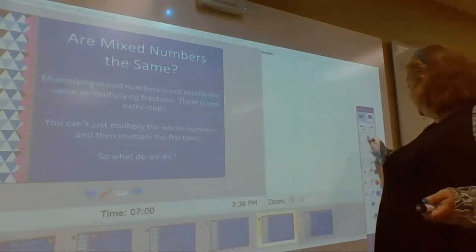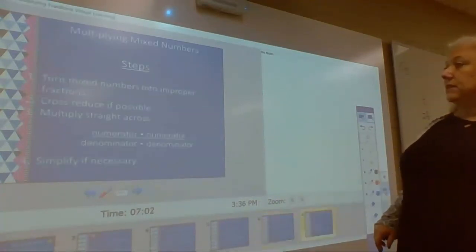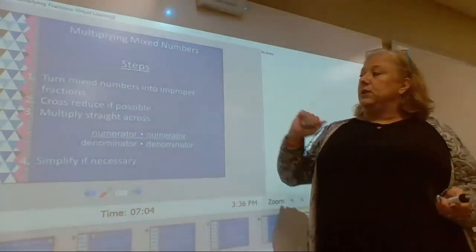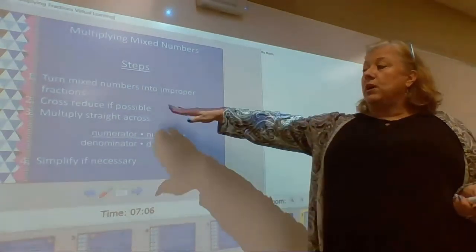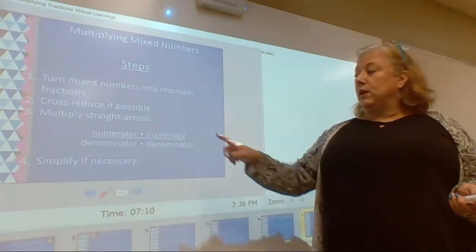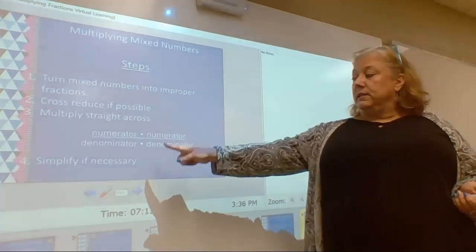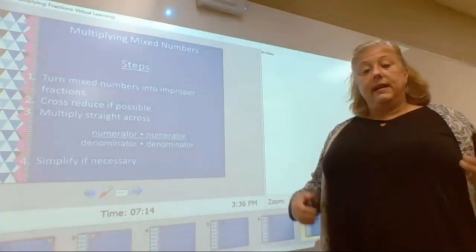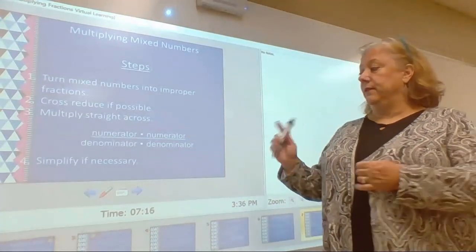Finally, here are your steps. Turn mixed numbers into improper fractions. Cross-reduce if possible. Multiply straight across, numerator times numerator, denominator times denominator, and simplify if possible.